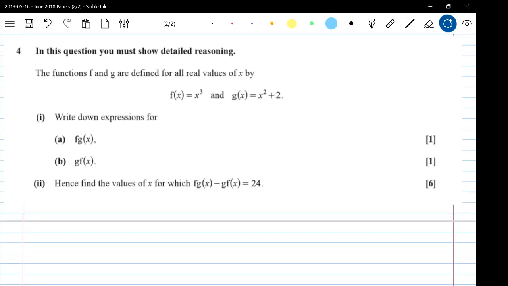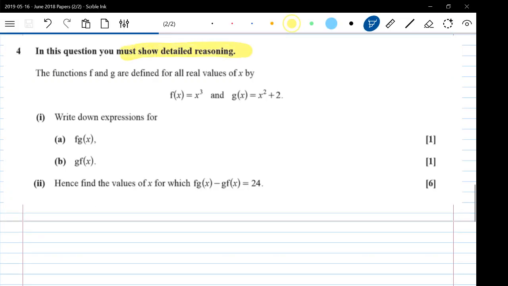Okay, so question 4 is also detailed reasoning, and again, we're thinking of that same kind of idea of making sure that, even when doing something easy like solving quadratics, we're showing every step that we do. The functions are defined for all real values by f of x is x cubed and g of x is x squared plus 2. Write down expressions for these two things.